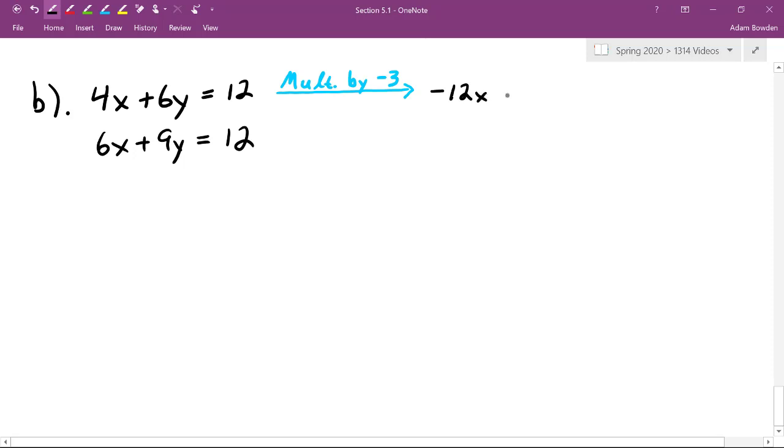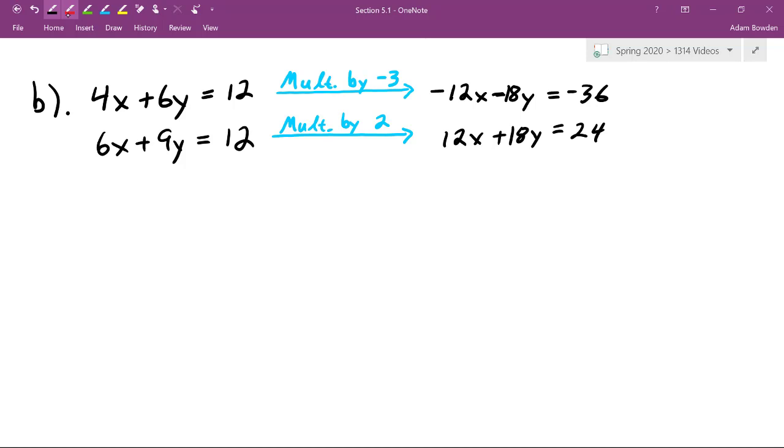So the first equation, I'm going to multiply that one through by negative 3 so that it would look like negative 12x minus 18y equals negative 36. The second equation, I'm going to multiply it through by 2. If I do that, it would turn to 12x plus 18y equals 24. And now we can see how when we add the two x terms, they're going to cancel out. So we'll add all the terms together.